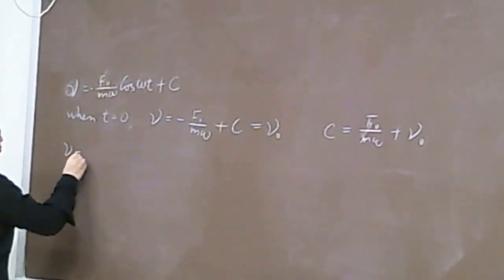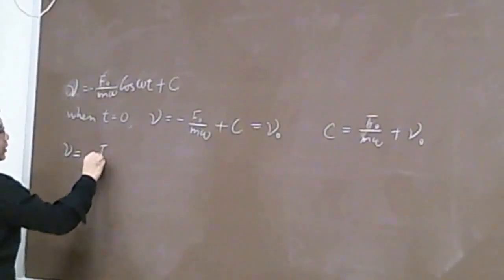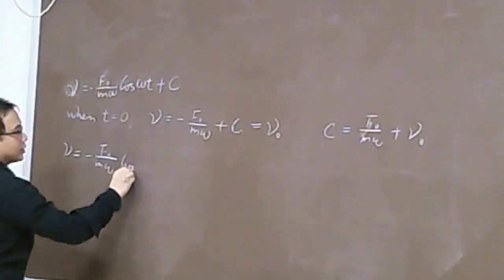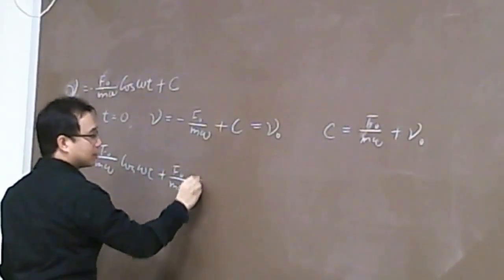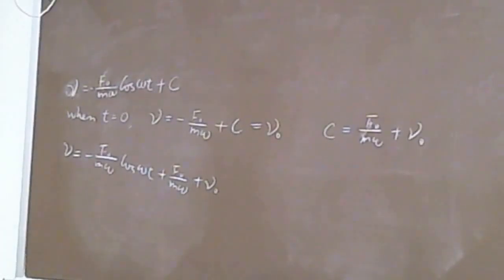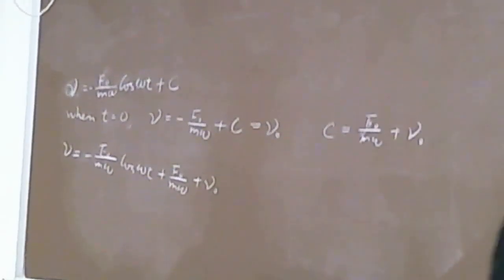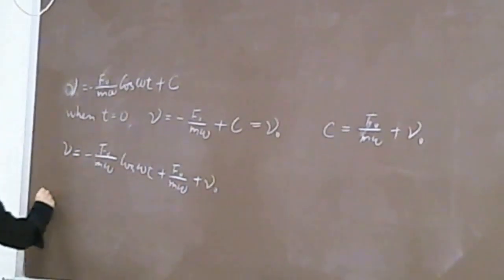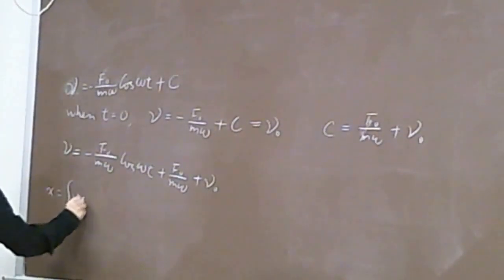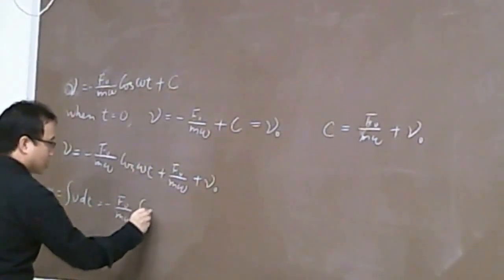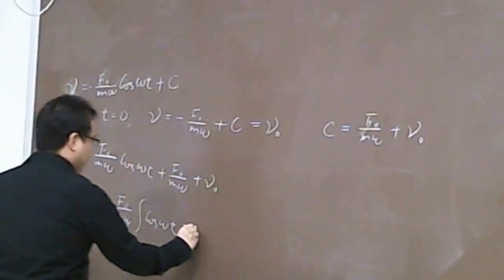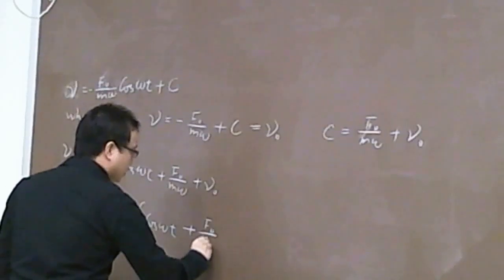So velocity should be written as negative F naught over m omega cosine omega t plus c, which is F naught over m omega plus v naught. So that's your velocity function. And then you put the velocity function here, you do the integral to get the x function. So x equals this: negative F naught over m omega, integral of cosine omega t, and integral of this.